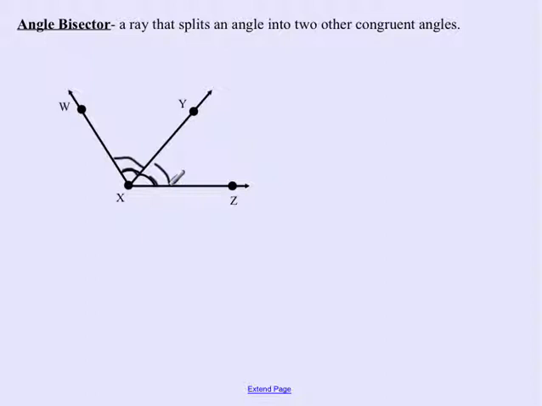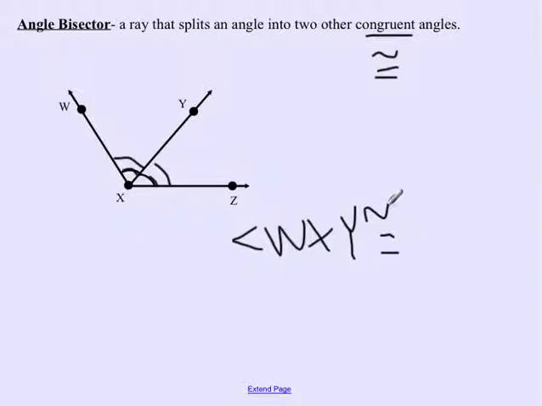So how would we write that? Remember that the congruent symbol looks like this. That means congruent. So it's an equal sign with a little squiggly on top. So what we would say is angle WXY is congruent to angle YXZ. So I go WXY to name it, and for this one I go YXZ to name it. So that would be the congruent statement for that angle bisector.